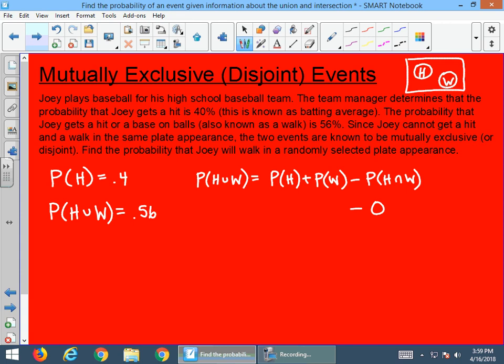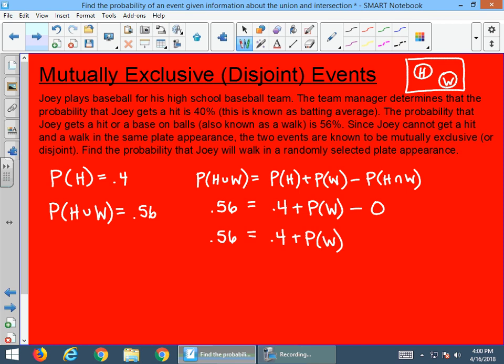So I'm plugging everything else in. The probability of hit or walk, we said, was 0.56. We said the probability of hit was 0.4, plus the probability of walk. That's what the problem asks me to find. It says find the probability that Joey will walk. So I can combine like terms on the right, just like I did before. This one's even easier because 0.4 minus 0 is still 0.4, plus the probability of a walk.